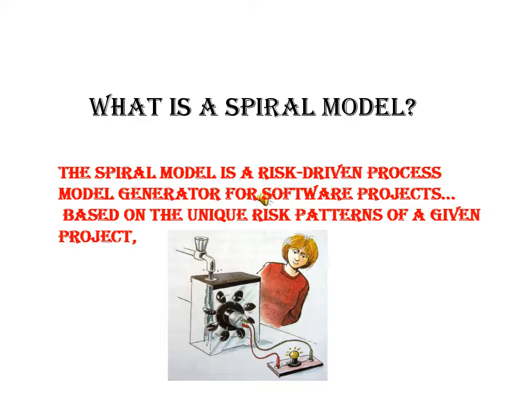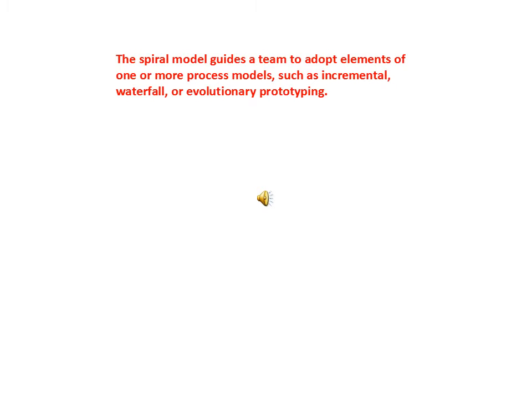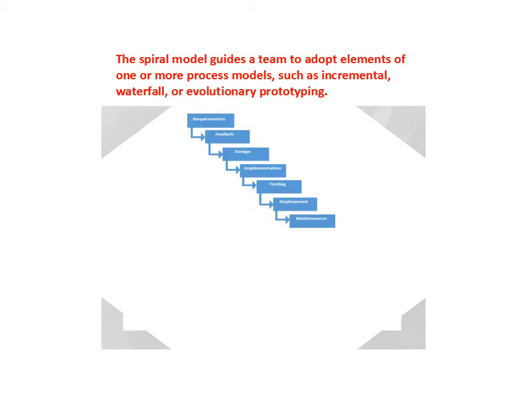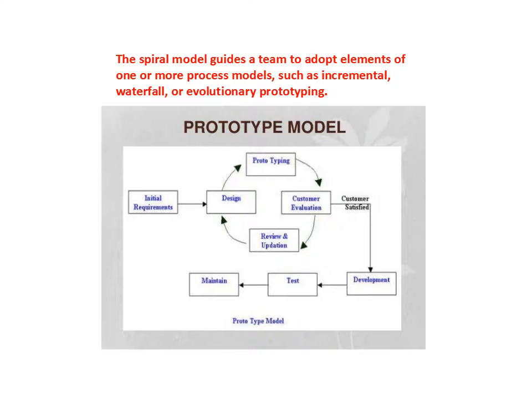The spiral model is a risk-driven process model generator for software projects, based on the unique risk patterns of a given project. The spiral model guides a team to adopt elements of one or more process models, such as incremental, waterfall, or evolutionary prototyping.